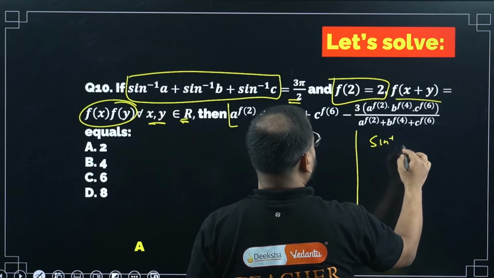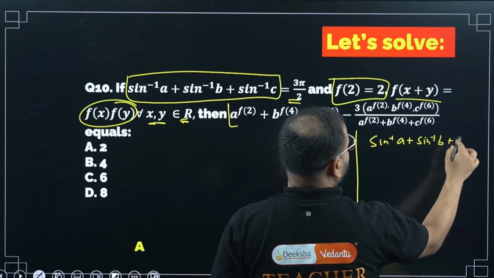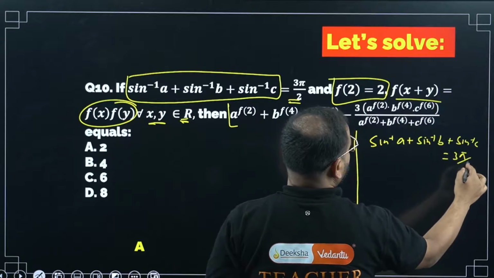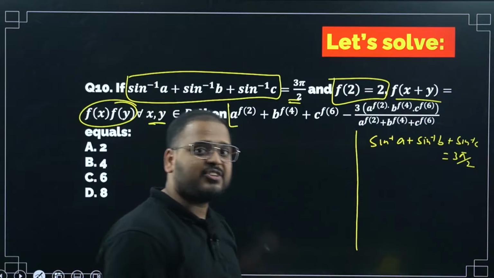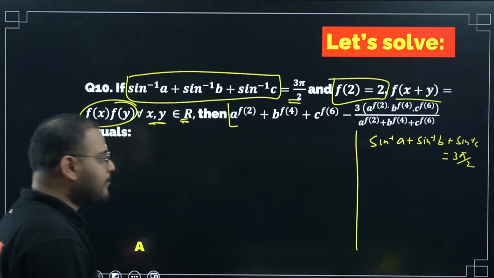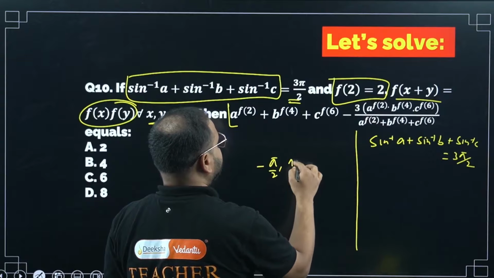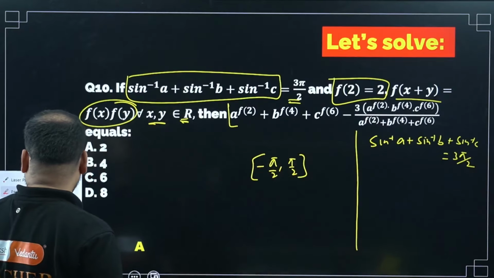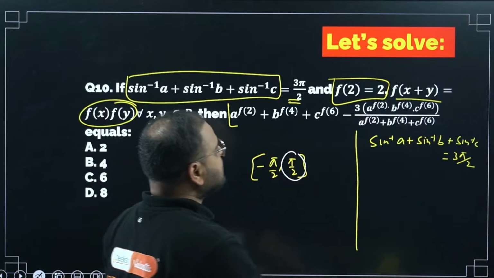Sine inverse of A plus sine inverse of B plus sine inverse of C is given as 3 pi by 2. Now what is the maximum value of sine inverse? If you remember, the range is minus pi by 2 to pi by 2. So the maximum value the sine inverse can give out is pi by 2.